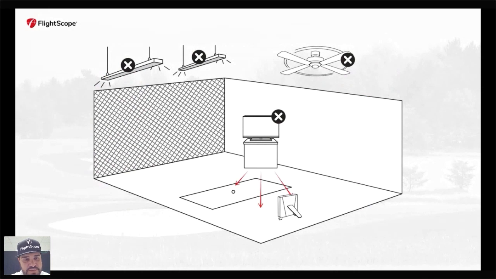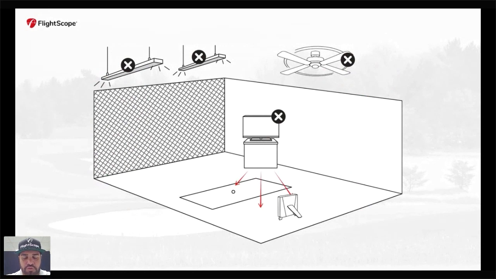Fluorescent lighting, for example, low hanging fluorescent lighting, does create a disturbance in the environment, and the radar can pick that up. We recommend, if you're going to do fluorescent lighting, that you go as high as you can, or you go the LED route, which does not affect the radar. You don't want to have any fans in front of the radar, whether it be a computer fan, a fan from your home, or just a regular fan that you put in the corner of your simulator room. You want to keep that environment as clean as possible.